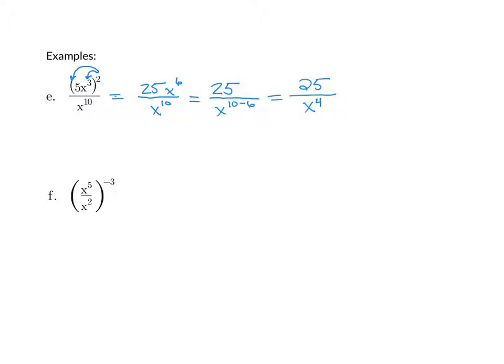Now, starting on example F, there's lots of ways to do this problem. So I'm going to show you 3 different methods just to emphasize the fact that it does not matter how you approach this problem. There's lots of things that you can do. As long as you're doing them mathematically correctly, then you're okay. So, method 1.